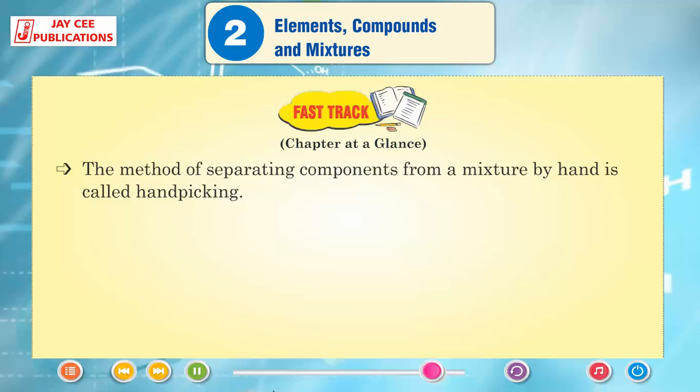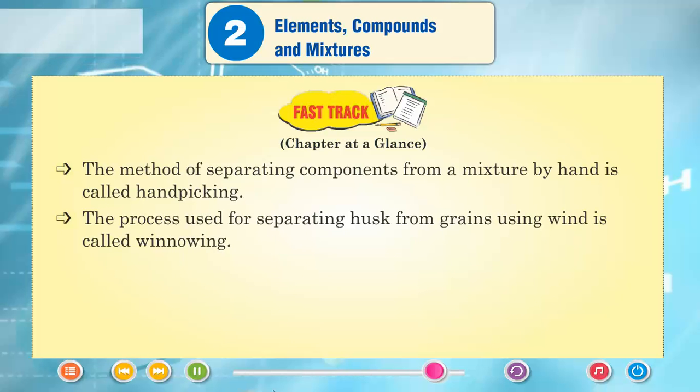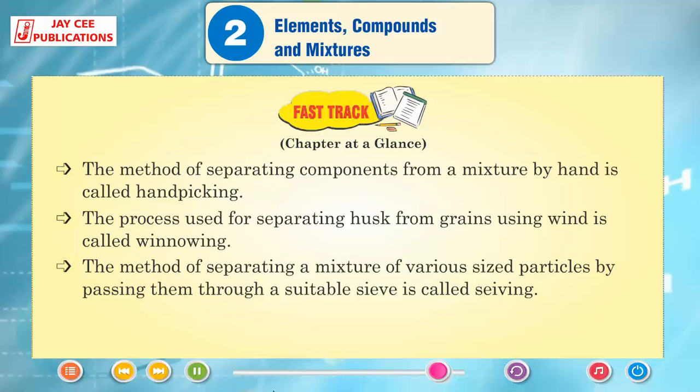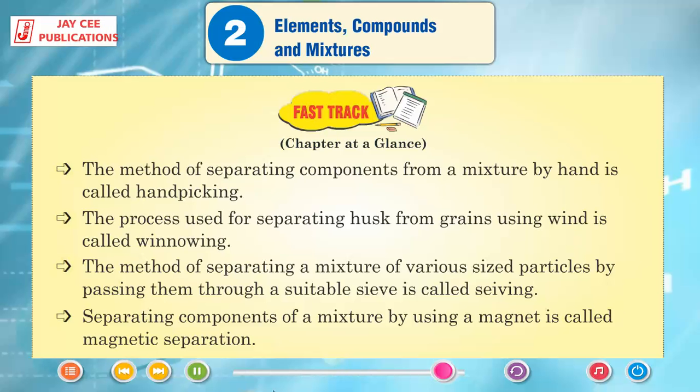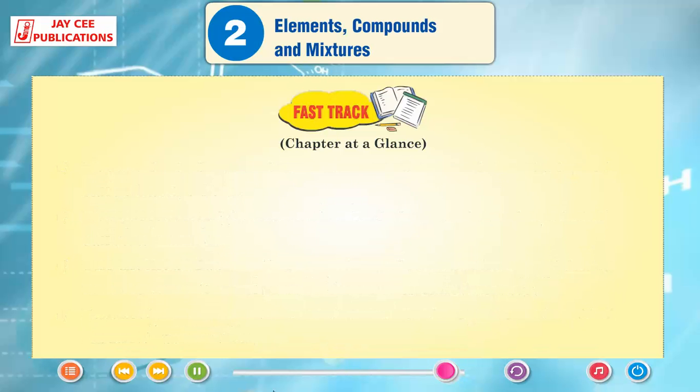The method of separating components from a mixture by hand is called hand picking. The process used for separating husk from grains using wind is called winnowing. The method of separating a mixture of various sized particles by passing them through a suitable sieve is called sieving. Separating components of a mixture by using a magnet is called magnetic separation.